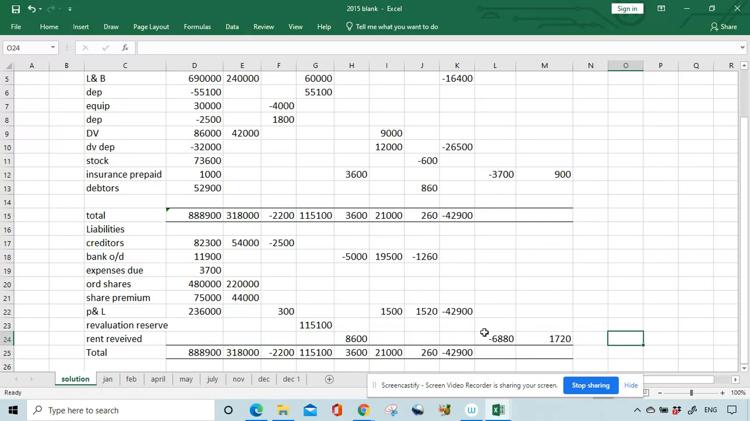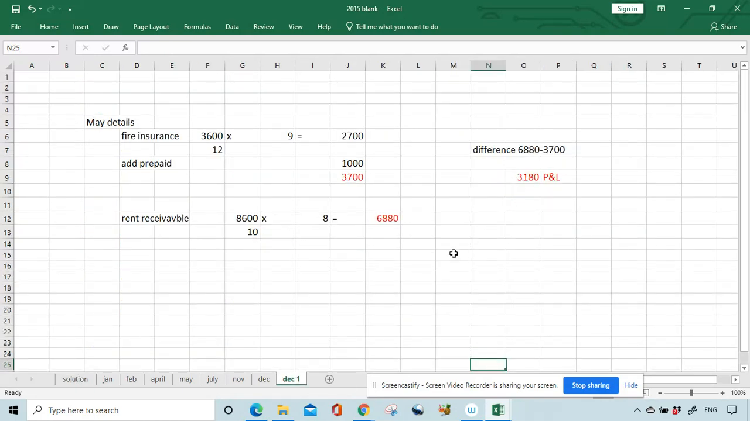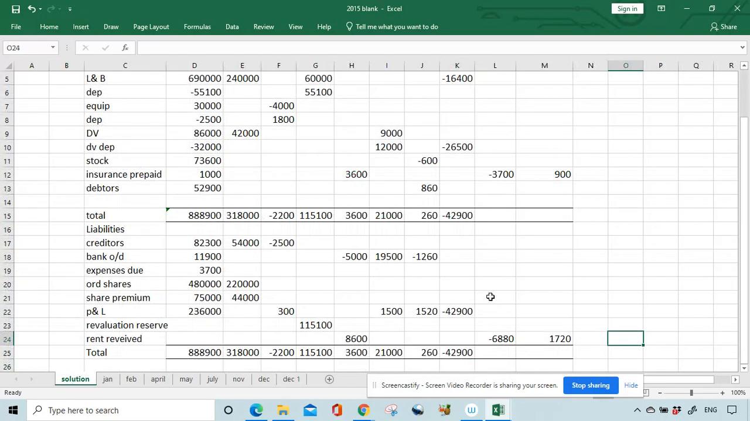Now, these don't balance, so the difference is going to be what we received and what we paid out. So we received for the 8 months 6,880. We paid out for the year, so this was only 8 months, this was a full year, 3,700, but the difference is 3,180. So the difference is in our P&L, 3,180. So that will give me minus 3,700 in both spots.